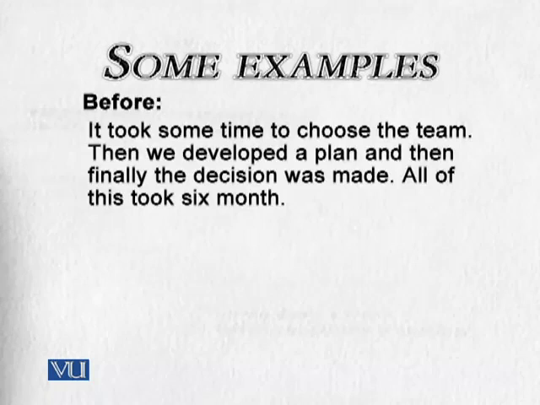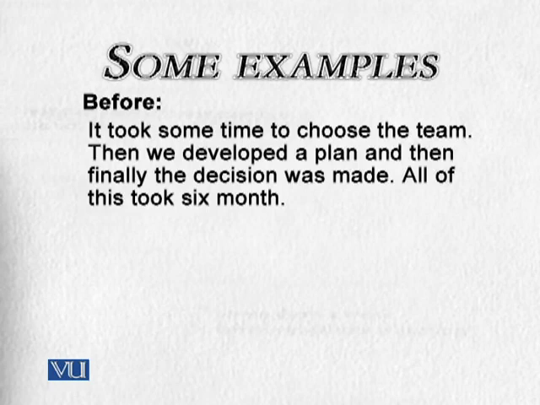The first one: it took some time to choose the team. This is now a one clause sentence, independent. The second one is: then we developed a plan and then finally the decision was made. And the third: all of this took 6 months. Now, these are 3 sentences, and what they actually lack is parallelism.